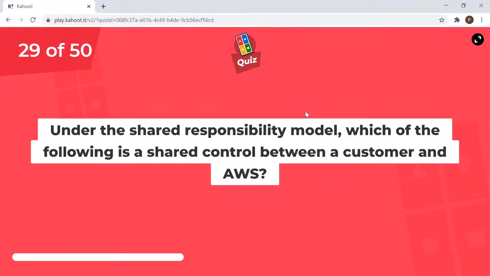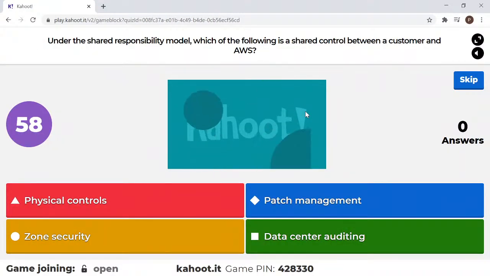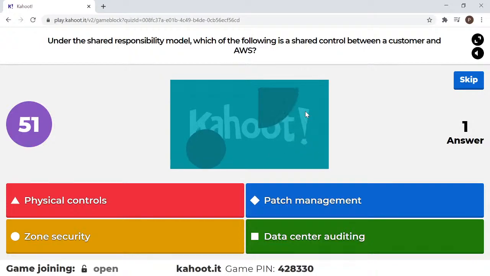Under the shared responsibility model, which of the following is a shared control between a customer and AWS? Is it physical controls? Is it patch management? Is it zone security? Is it data center auditing?